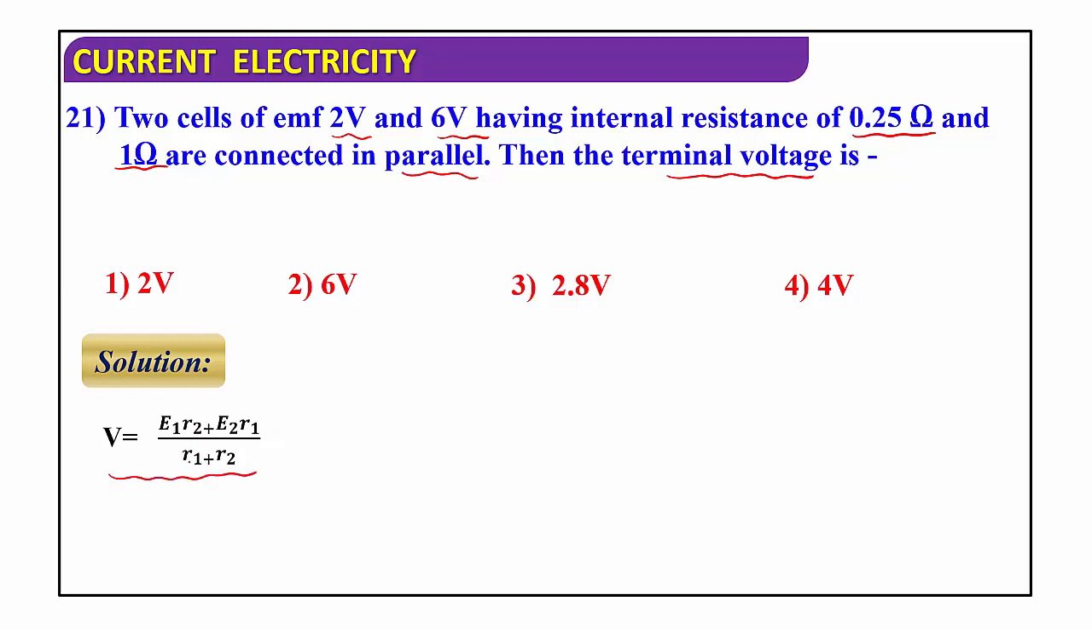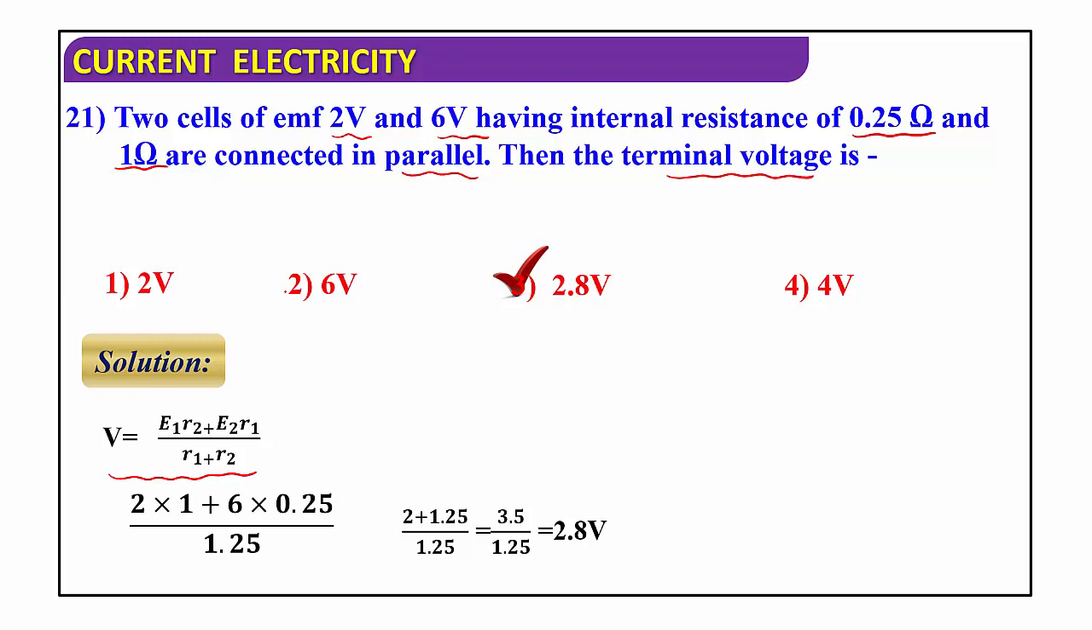Direct equation, substitute here. Cells are connected in parallel combination. You already derived this equation. Direct substitution, all the values. E1 is how much? 2 volt into R2 is 1 ohm plus E2 is 6 volt into R1 is 0.25 ohm divided by 0.25 plus 1 is 1.25. So the final answer we can get is 2.8 volt. In this problem, directly you can remember the given equation, that is cells are connected in parallel.